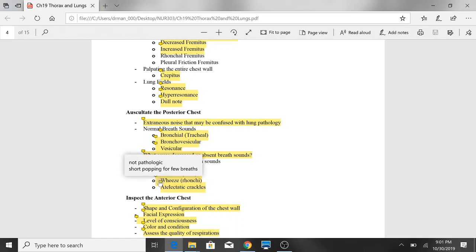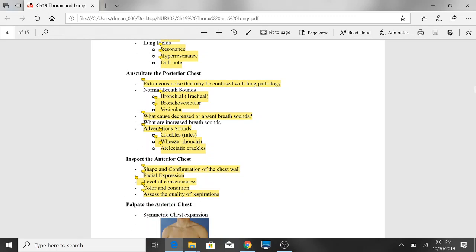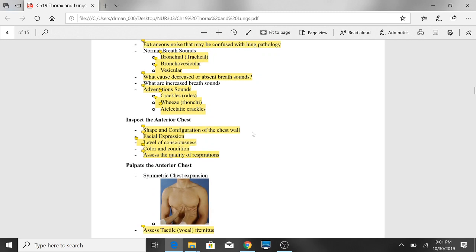They're non-pathologic and short, popping for a few breaths. Looking at inspecting the anterior chest, you want to look at the shape and configuration of the chest wall. Ribs should be sloping downward with symmetric interspaces. Costal angle should be 90 degrees.